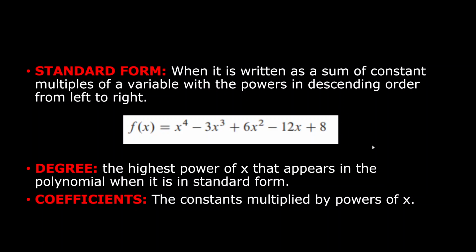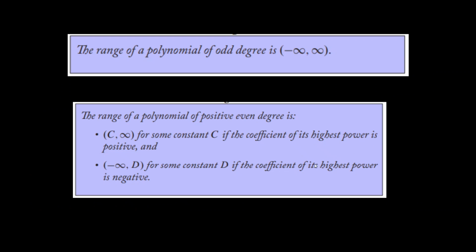It is not a coefficient. The range of a polynomial of odd degree is from negative infinity to positive infinity. When it is a positive even degree, the range of a polynomial can be from a constant c to infinity, for some constant c, if the coefficient of its highest power is positive. It can also be negative infinity to a constant d, for some constant d, if the coefficient of its highest power is negative. So that is our possible range.